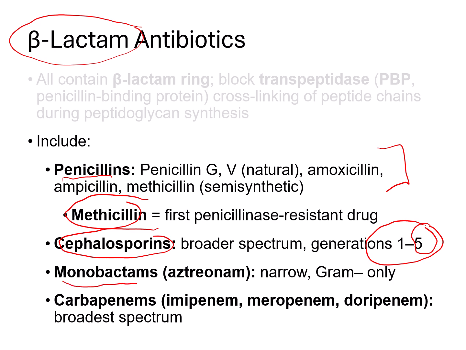Our monobactams, like aztreonam, are narrow-spectrum beta-lactam antibiotics. They're effective against gram-negative bacteria only. And then we have our carbapenems. These are the broadest in spectrum, and they're effective against many bacteria that have beta-lactamases.